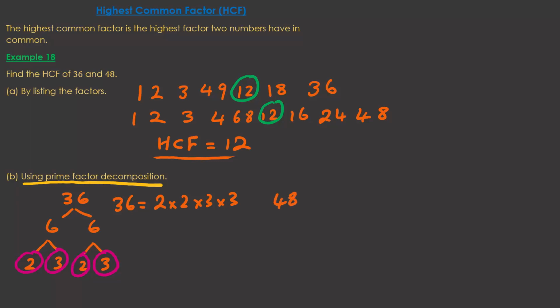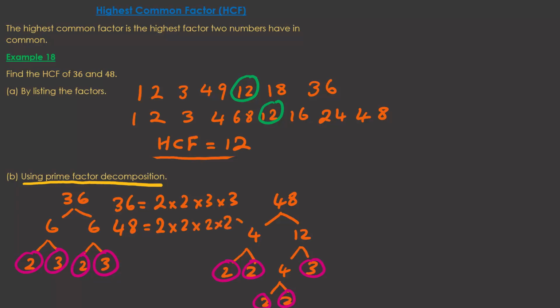Now let's do the same sort of thing for our 48. Could start off with that being 4 times 12. 4 is 2 times 2. 12 is 4 times 3, and then 4 is 2 times 2. And we're down to primes at the end. And so we can say that 48 is 2 times 2 times 2 times 2 times 3.